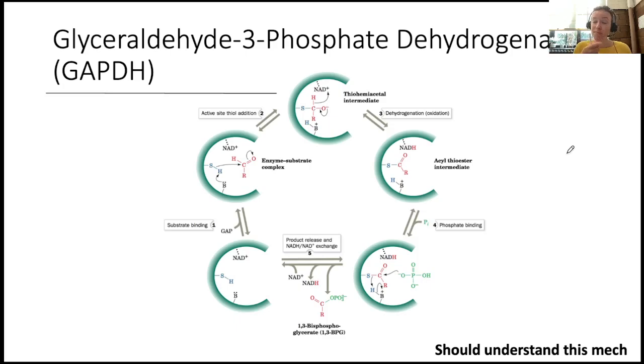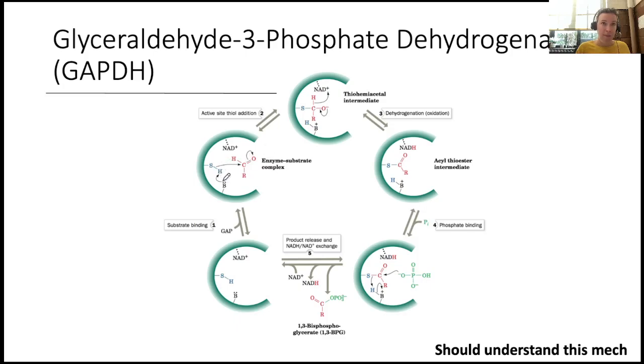I think this mechanism is super cool and we should have a basic understanding of it. I think it's cool because this is the first time really that we've seen the redox molecules in action. So let's walk our way through this mechanism together. So we're starting with this catalytic site. We have a thiol, we have a base, we have NAD+. In comes our substrate, GAP. Recall that the reaction is happening at the terminal aldehyde.